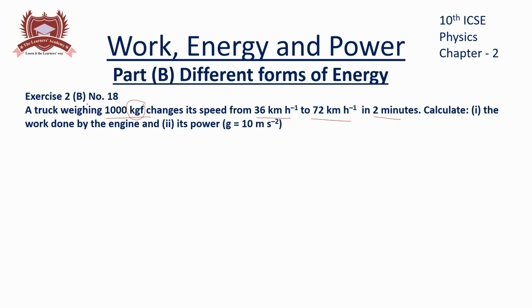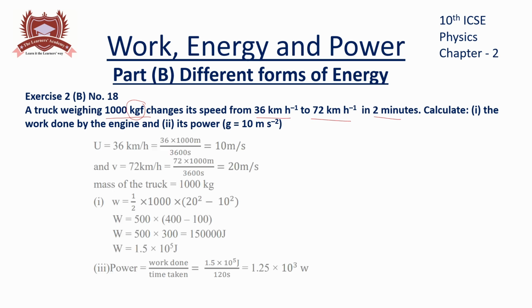Now, it's crucial that everything needs to be in the same unit. So here this is kilometers per hour, so that is slightly dicey, it has to be changed. So first thing first, we are going to change the velocities from kilometers per hour to meters per second. So 36 kilometers per hour becomes 10 meters per second and 72 kilometers per hour becomes 20 meters per second. Mass of the truck is 1000 kilogram force. So we can say that it is 1000 kilograms.